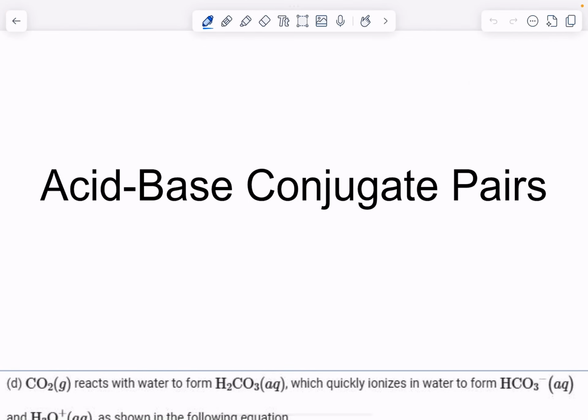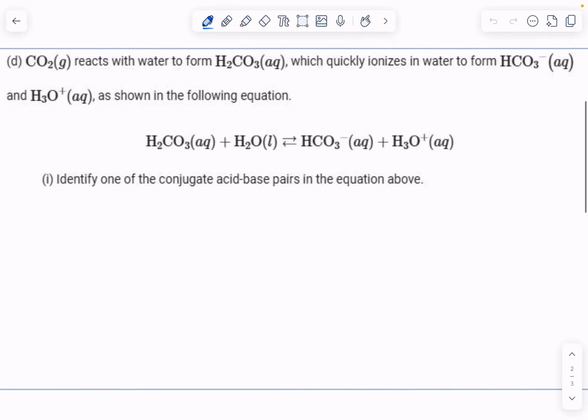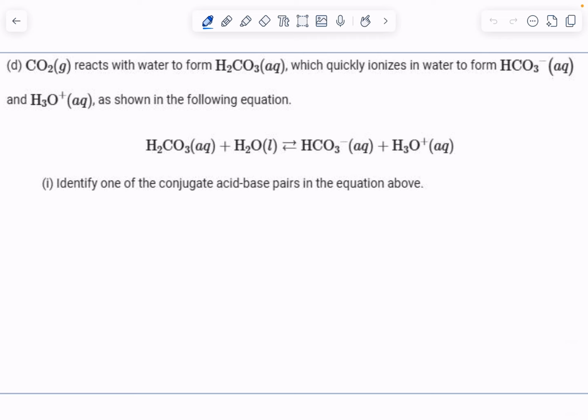All right, in this video, we're going to be looking at acid-base conjugate pairs, how to identify them, and how to answer them. So we've got only one free response question today. It says carbon dioxide reacts with water to form H2CO3, which is carbonic acid, which quickly ionizes in water to form HCO3 minus and H3O plus, which is hydronium, as shown in the following equation. Identify one of the conjugate acid-base pairs in the equation above.